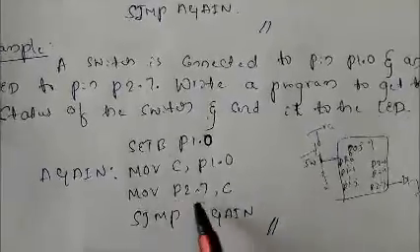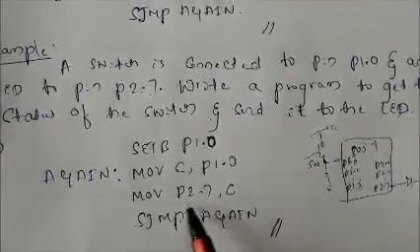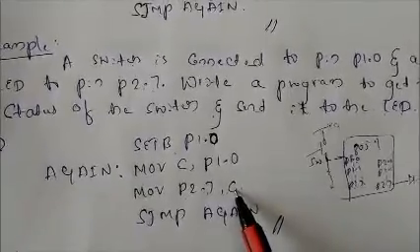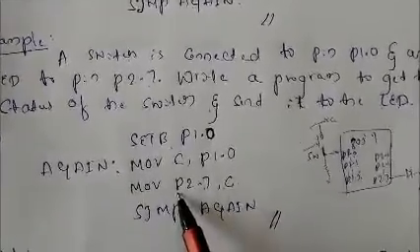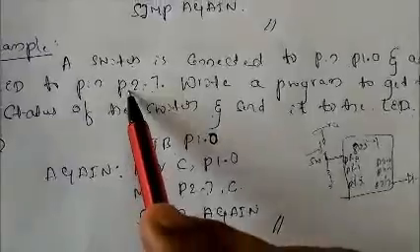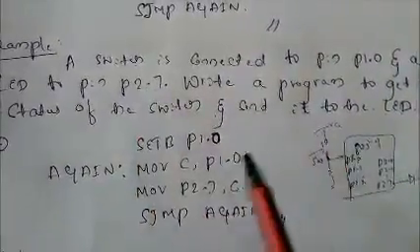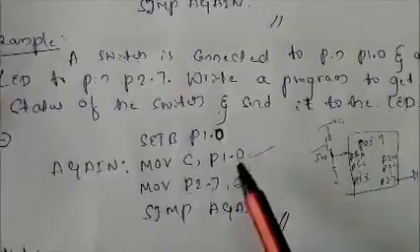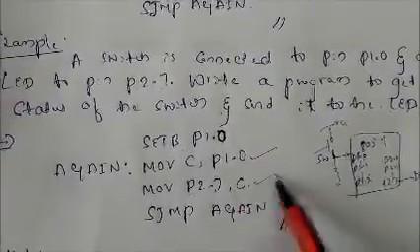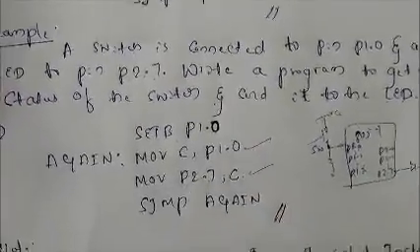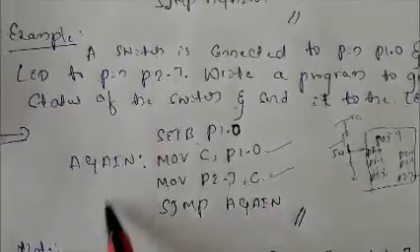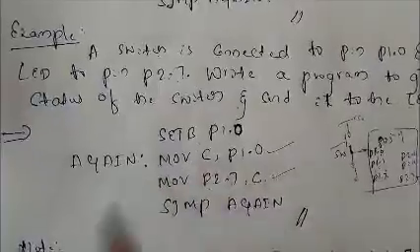By using MOV P2.7, C, whatever data is there in the carry will be sent to P2.7. What is P2.7? That is where the LED is connected. So it reads the status of the switch using the previous line, and whatever the status, it sends to the LED. Next, SJMP again means it will make a short jump back to the label, so it will come back here and repeat.